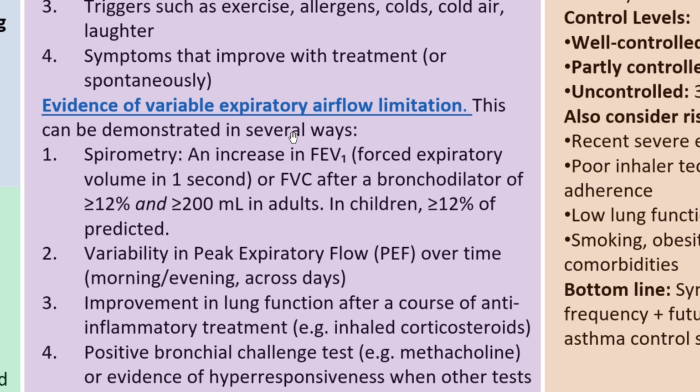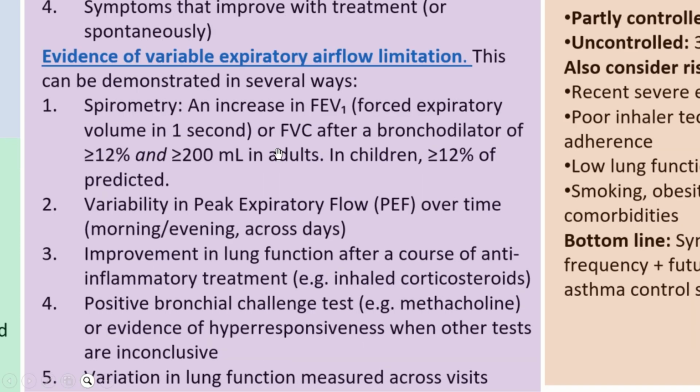Then if we have improvement in lung function after a course of anti-inflammatory treatment, that is inhaled corticosteroids, we can still say then we have the positive bronchoconstriction test where we give methacholine or evidence of hyperresponsiveness when other tests are inconclusive. So when you give methacholine, we are going to induce bronchospasm, and that is going to give us a clue whether the patient has airway hyperresponsiveness, which is a very, very strong feature suggestive of asthma.